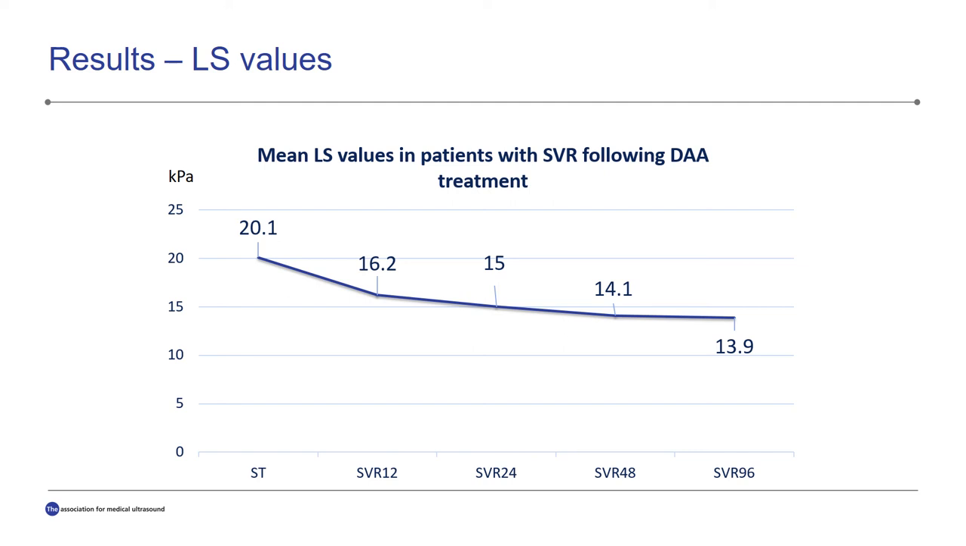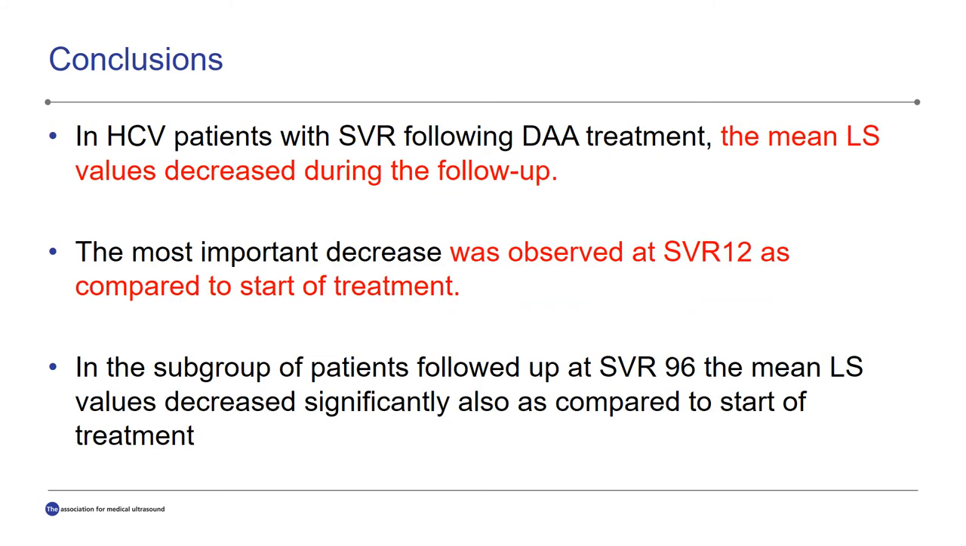Why? Probably this sharp decrease is given by the disappearance of the inflammation, not only fibrosis. Probably this is the moment of truth here, and from this moment we can see that the decrease is not so strong. It's a decrease, but it's not so strong like in the first period of the disease.